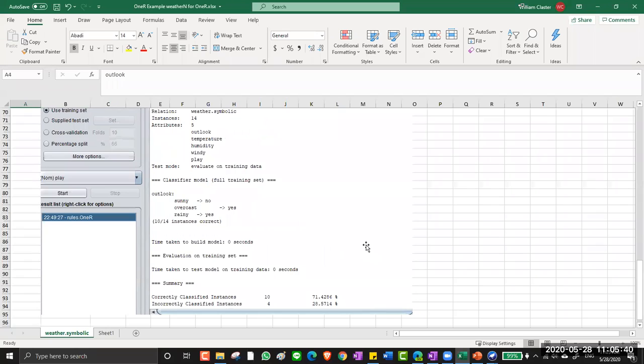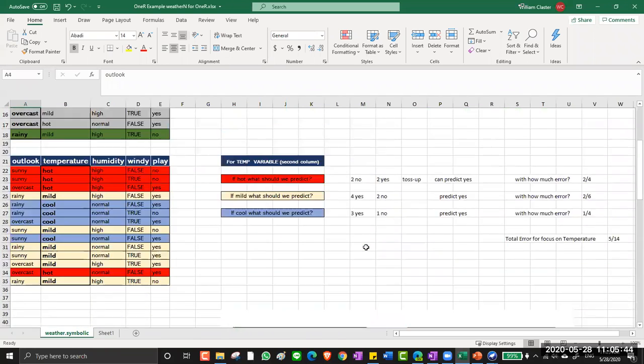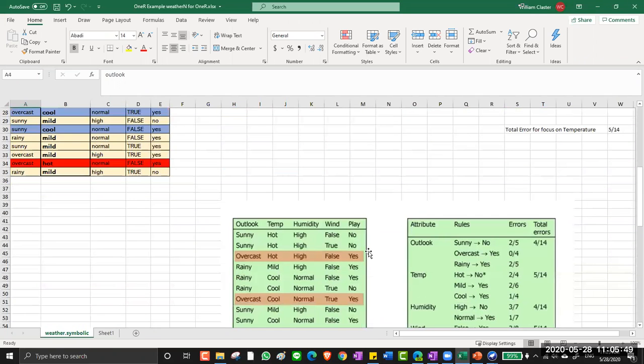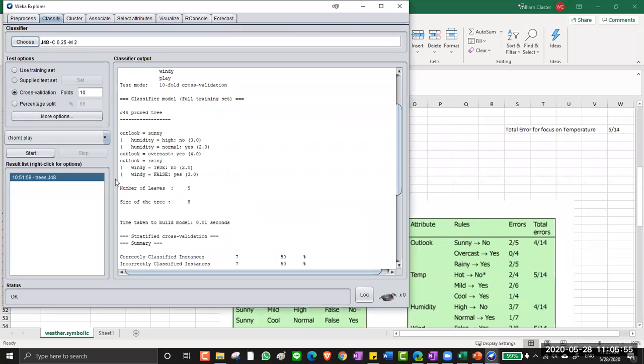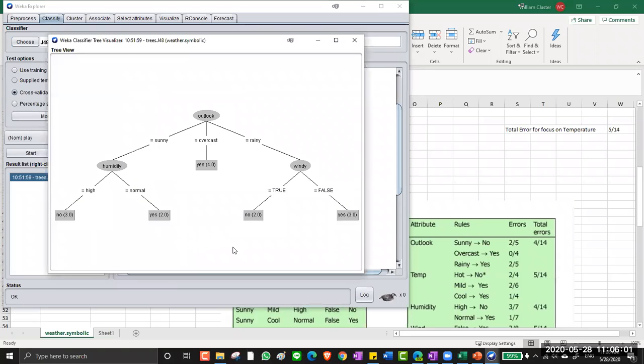Okay, so that's how OneR works. So how do you think we go from OneR to J48? Let's see J48 again. J48 is here. Let's look at the tree. So how do you think we go from that to J48?